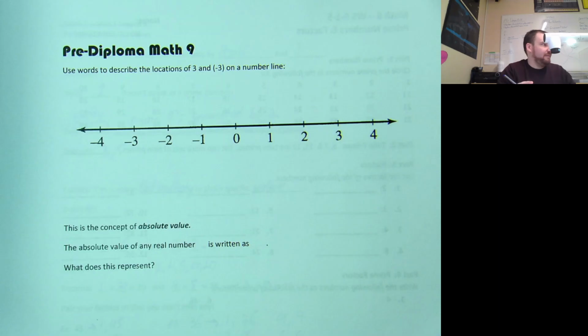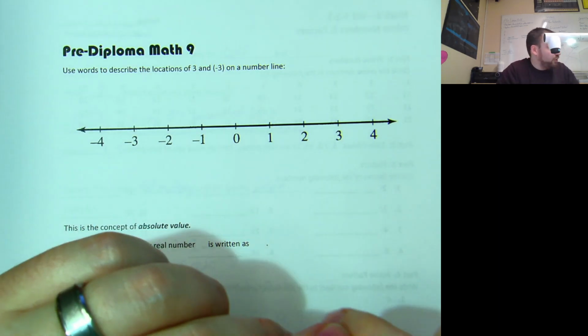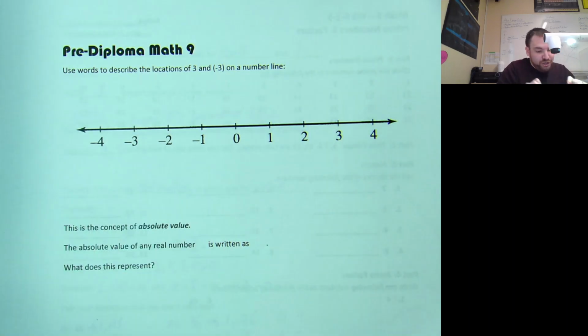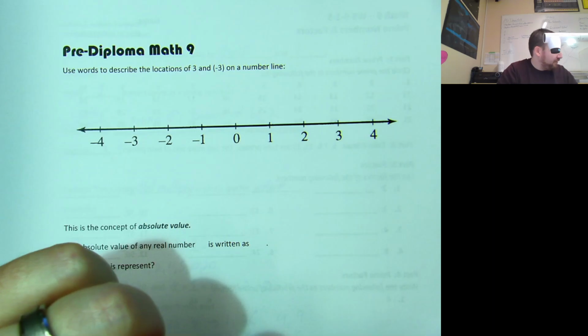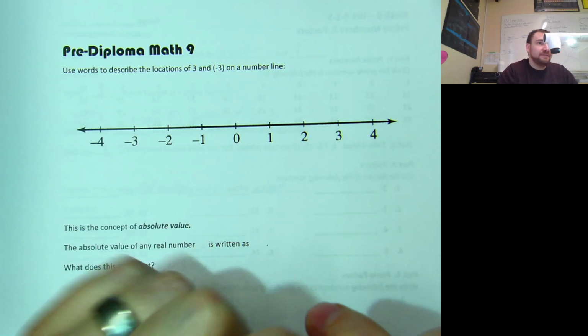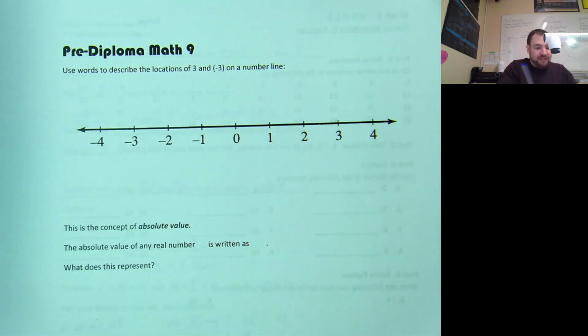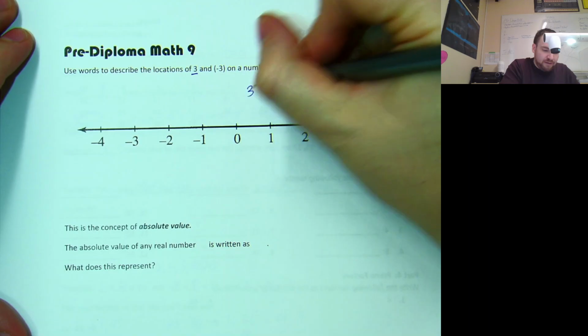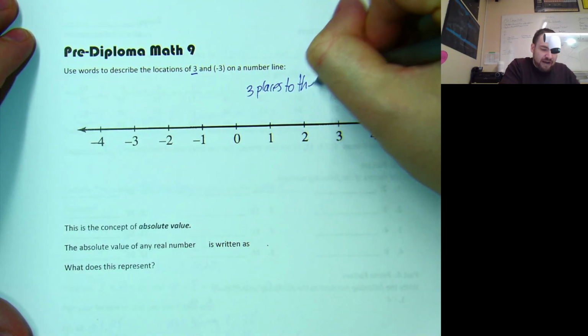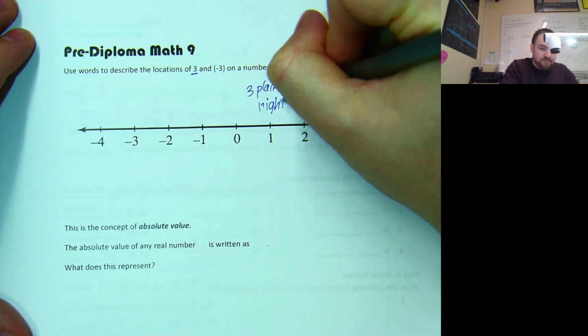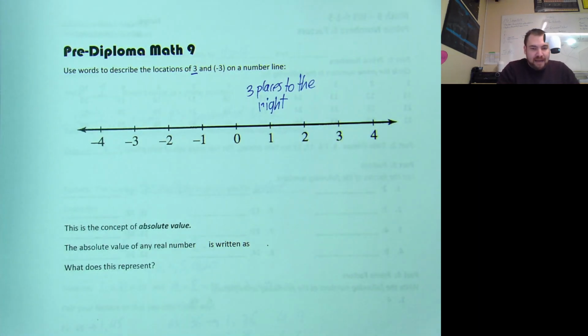Talk to me. That's not sufficient. I cannot see your page. No, don't show me your page. I want you to, using words, describe to me where 3 and -3 are. Okay, let's start with 3. From 0, three places to the right. Okay. How about the other one?